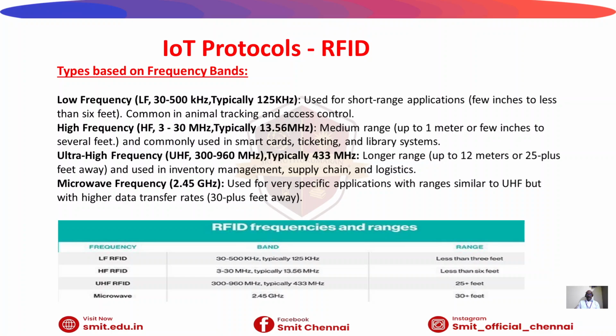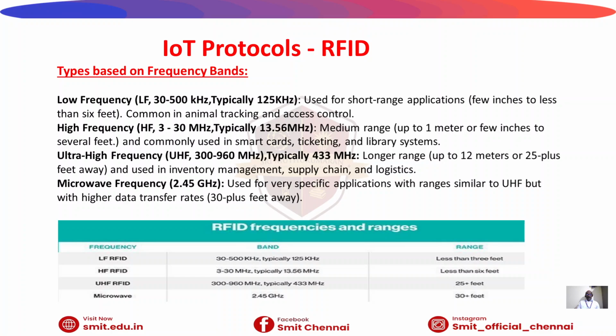The bottom figure depicts the different RFID frequency ranges. First is low frequency, typically 125 kilohertz, with a range of less than 3 feet, that's 1 meter. Then high frequency RFID, typically 13.56 megahertz, with a range of less than 6 feet, almost 2 meters.